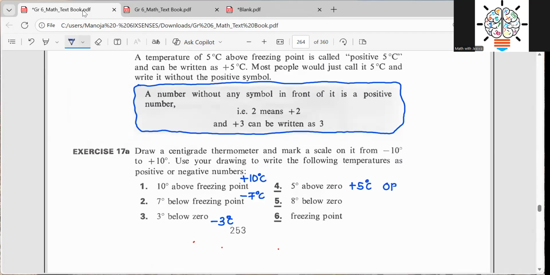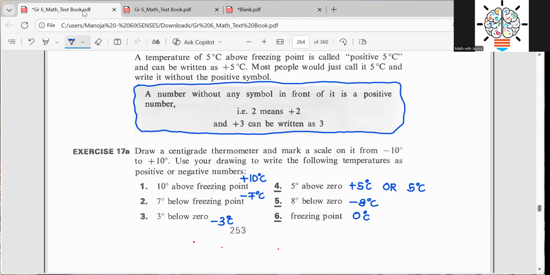Or you can just write this as 5 Celsius, children, because we learned that if you have just 5, that is positive 5. If you have positive 5, you can write it as just 5. And below 0, that is -8 Celsius. Freezing point, it is 0 Celsius. Right? You can write down these in your theory book, even though they have given it as an exercise. You can write this in your theory book.